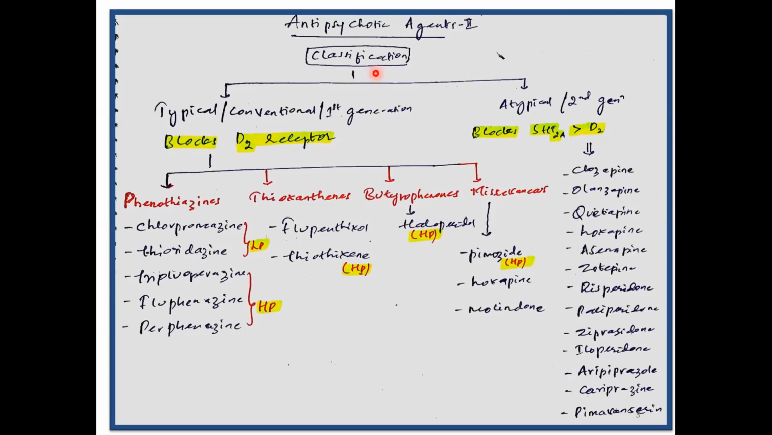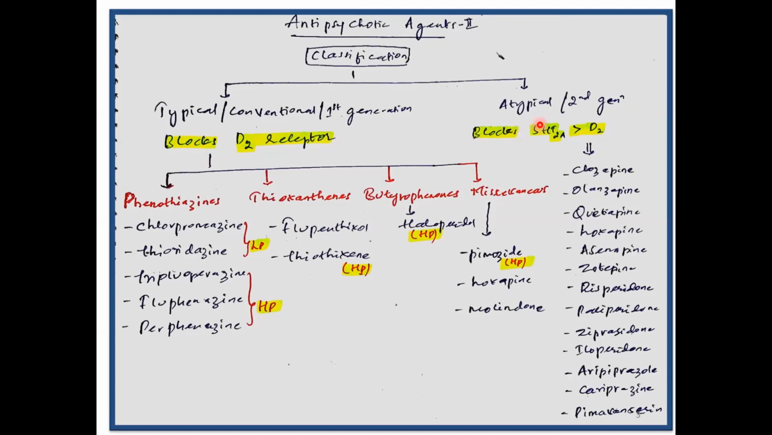Coming on to the classification of the antipsychotic agents, they are basically divided into two types. That is typical, also known as conventional or first generation antipsychotics, and the other type is known as atypical or second generation. Now if you see the typical, they act by blocking the D2 receptors, and that's why they are called conventional. However, it comes with a side effect potential of increased extrapyramidal symptoms and a high tendency of causing hyperprolactinemia.